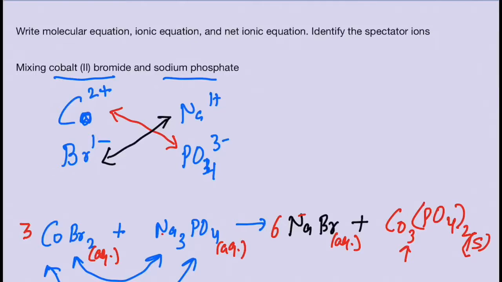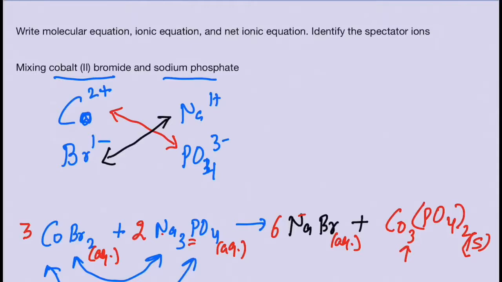After putting 6 in front of NaBr, I have 6 sodiums. Now I need to go back and make sure I have 6 sodiums on the reactant side, and right now I have only 3. So that means I need to put 2 here. So that makes it 6 sodiums again, 6 sodiums on the reactant side. And while doing so, now I have 2 phosphorus. All right, so there's 2 in front of sodium phosphate.